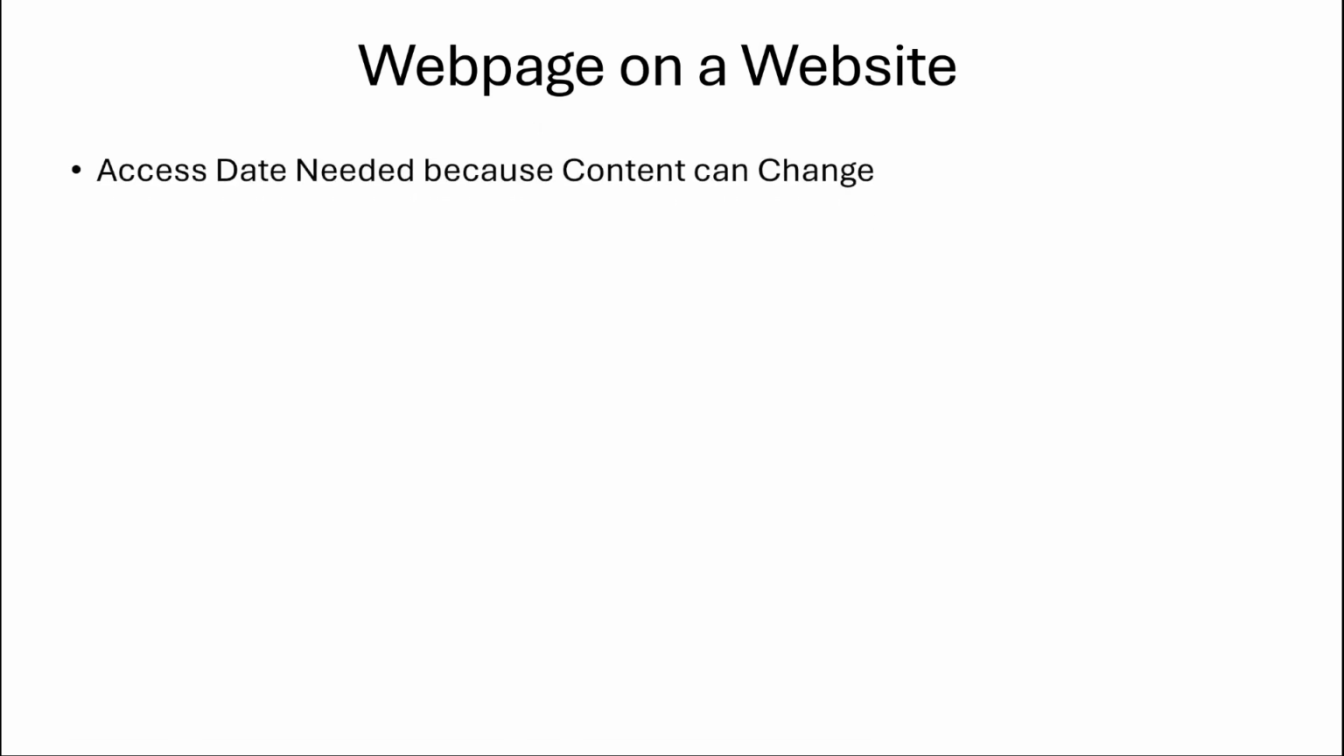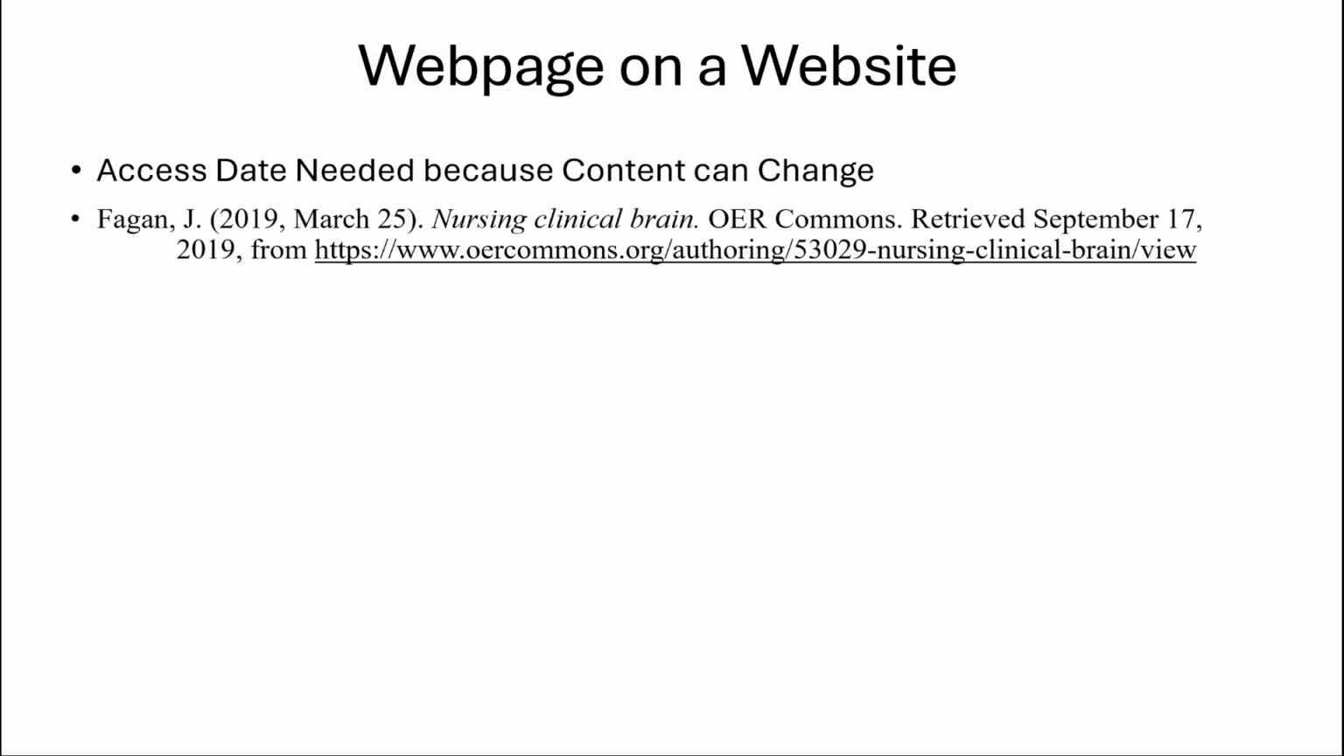For a web page on a website, there are multiple different versions of web pages on a website. So the first one is where an access date is needed because the content on this web page can change. So if that is the case, we are going to have the name of the author, the year, month, date, the title of the page italicized, the name of the website, the retrieve date and information, and the URL.